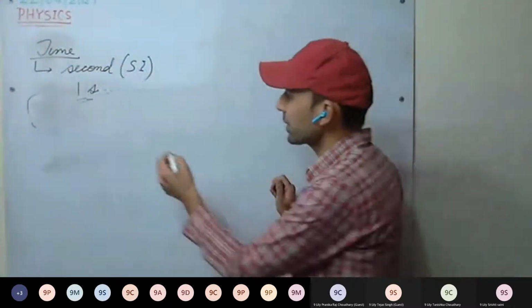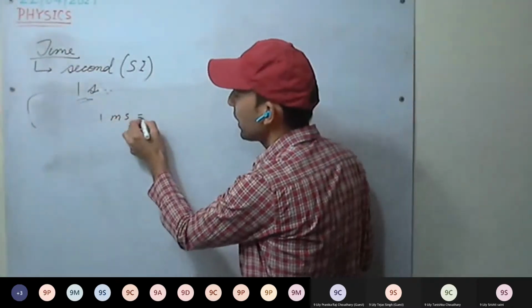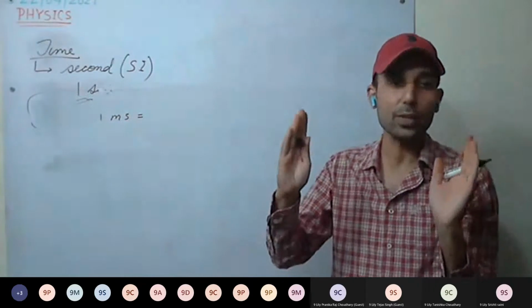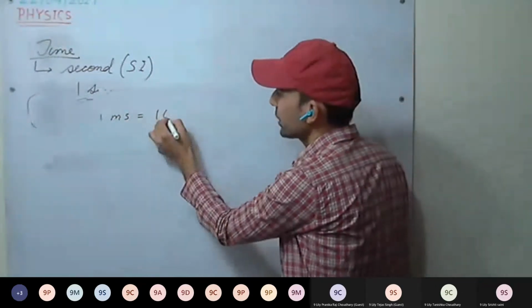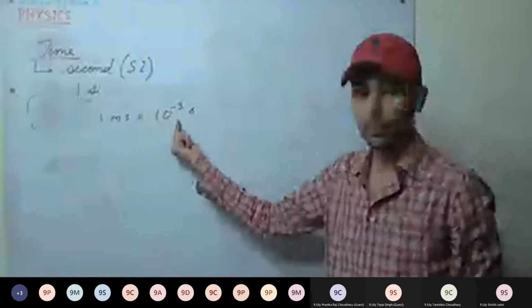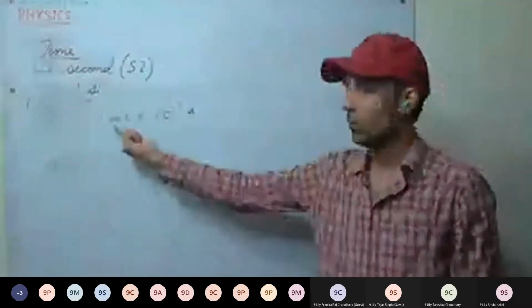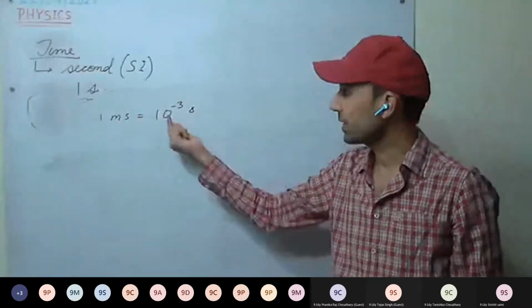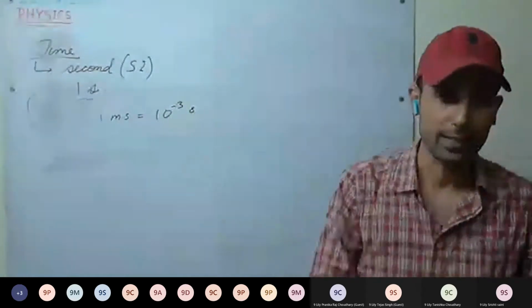For example, 1 millisecond. If we divide a second into 1000 parts, 10 raised to power minus 3 second, each part will be equal to 1 millisecond. So 1 millisecond is the 1000th part of 1 second.